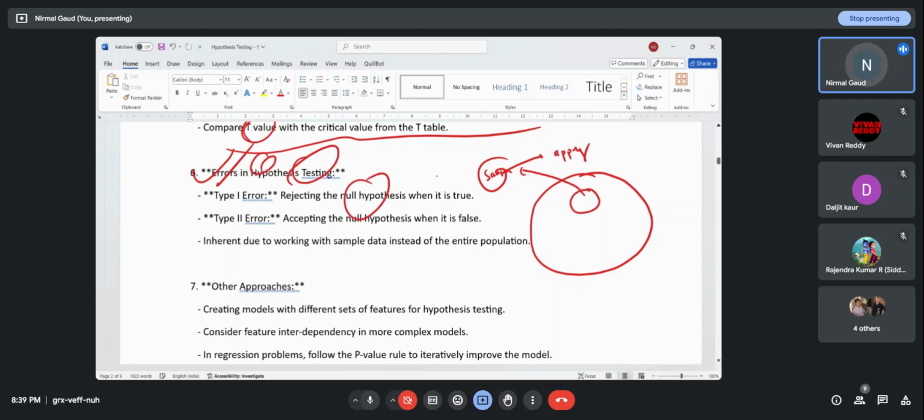We may reject a null hypothesis even though it is true. So this is type 1 error. And we may accept the null hypothesis when it is false. This is type 2 error. Mistakes are possible.